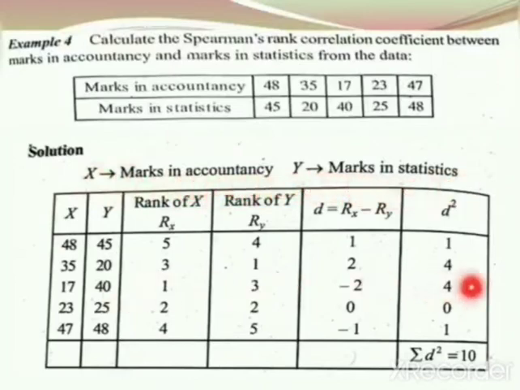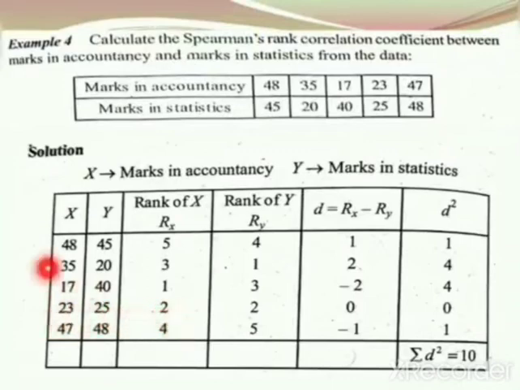Let us construct a table. First column is x values, second column is y values. Then we have to find the rank of x, which we are denoting by small x. So we have to assign a rank for each term. Here 17 is the lowest term in x, so we are assigning rank 1 for 17. After that, 23 is the second lowest term compared with other terms, so we are taking 23 as the second rank.